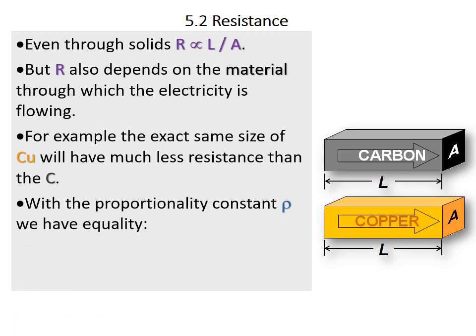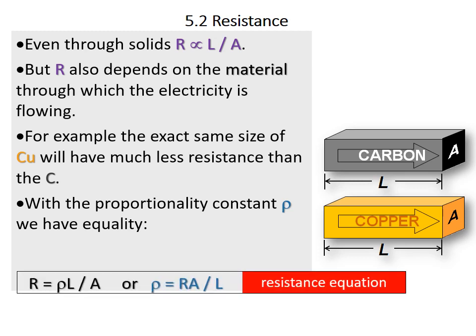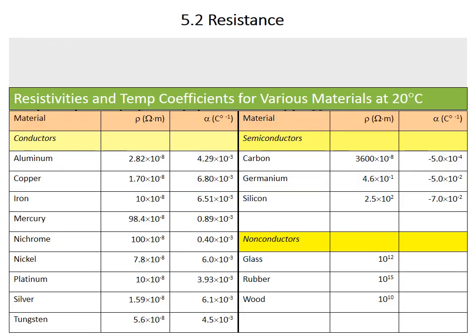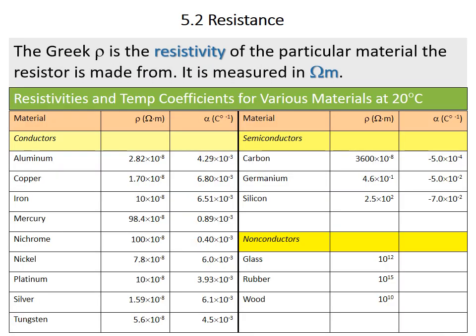With the proportionality constant rho, we have an equality. Resistance equals rho, which is resistivity, times the length divided by the cross-sectional area, or the resistivity equals resistance times the cross-sectional area divided by the length. The Greek rho is resistivity measured in ohms times meters.